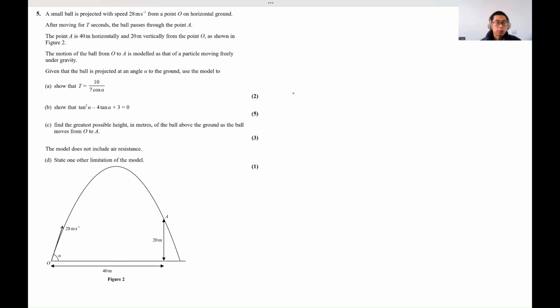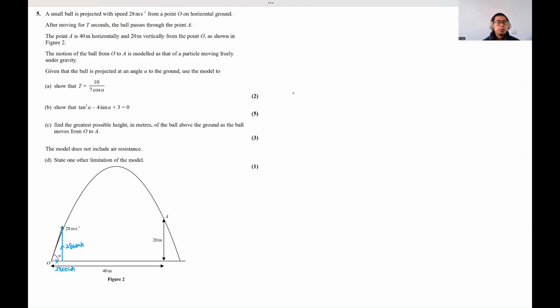Let's have a look at question 5 of this paper. It's a projectile question. A small ball is projected with speed 28 meters per second from a point O on the horizontal ground. So straight away we can resolve this. One in the vertical direction, that would be 28 sine alpha. And the other one is the horizontal direction, that would be 28 cos alpha.